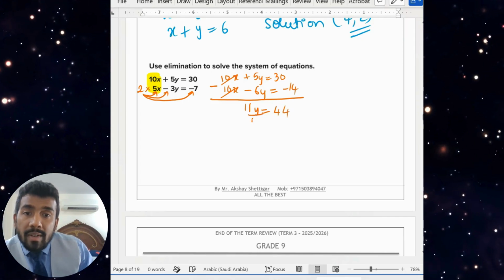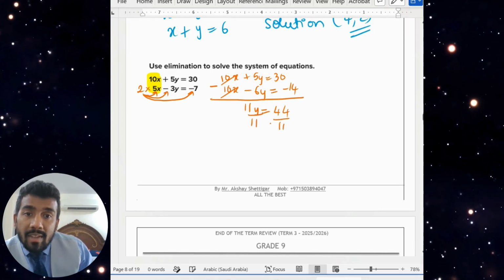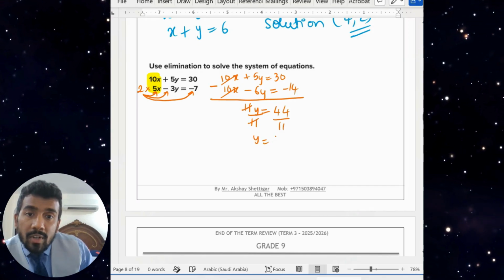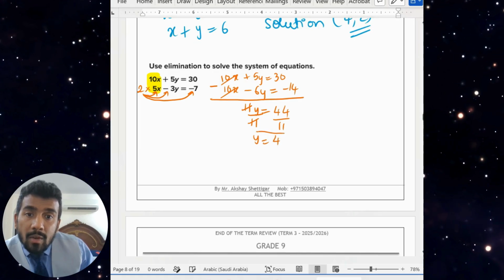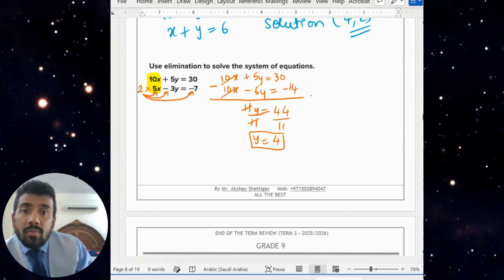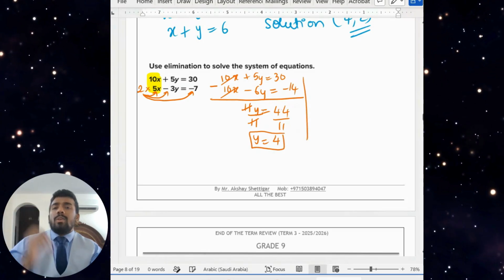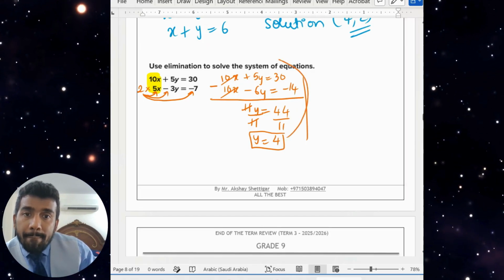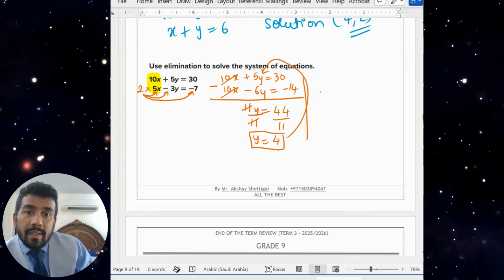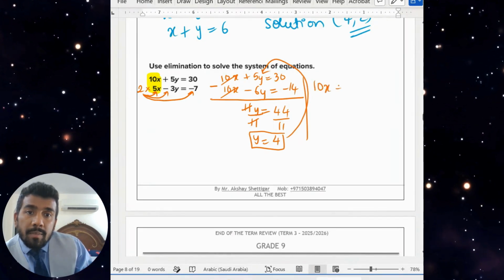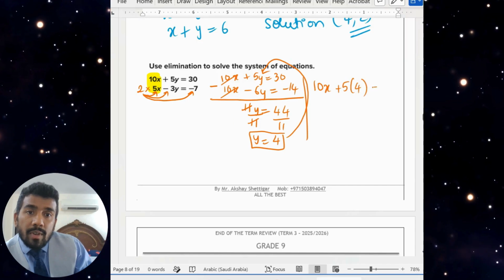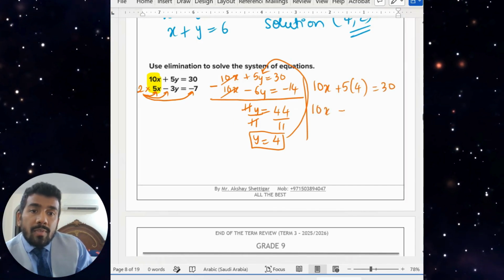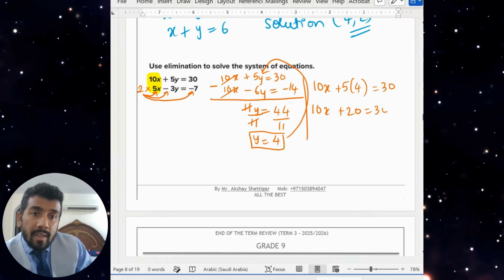Then we divide by 11 on both sides. So we cancel. What do we get? y is 44 divided by 11, that's 4. Once you get y, what's the next step? You need to find x. Put it in any equation. Let's put this y into this equation with the 5. So when you put it in, you get 10x plus 5 times 4 equals 30. So 10x, 5 times 4 is 20, equals 30.